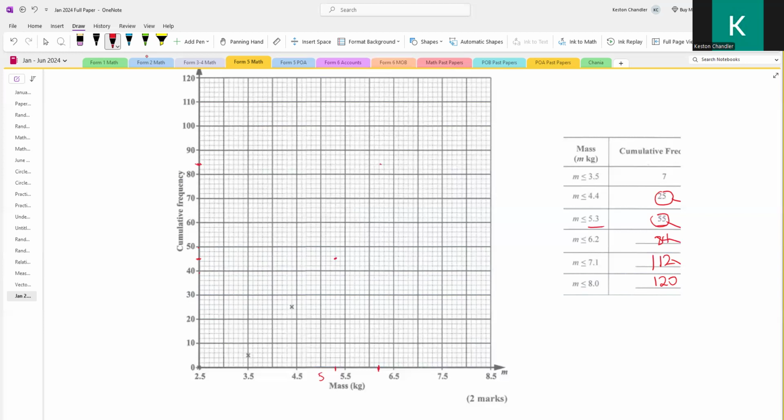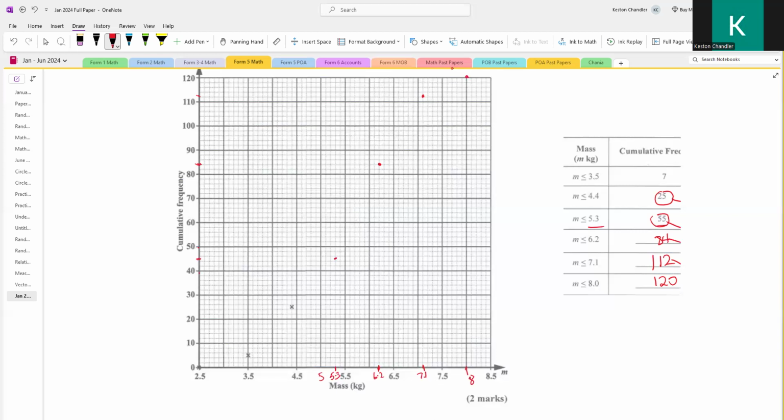Right here. All right, then I'm doing 7.1. This will be 7.1 here. 5.3. 6.2. 7.1. And 112. 112 will be this line here. 7.1. Right there. And then finally 8, which will be here. And 120. There. See that?